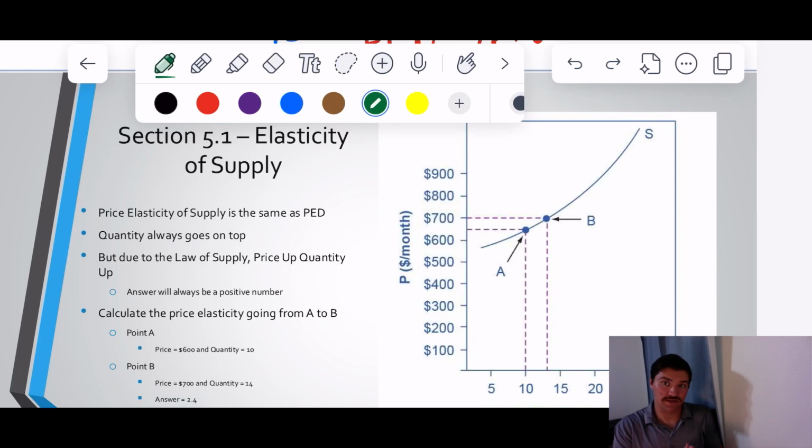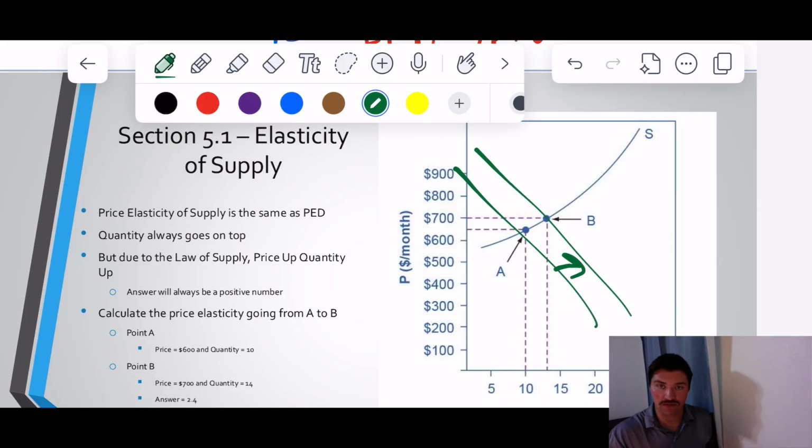Let's talk about price elasticity of supply. The cool thing about this one is that it's the same thing as price elasticity of demand, but now we're just focusing on the supply curve. So basically what happened here is we had a change in demand, right? So maybe more income, price of substitute changes, something changed demand, and then that changes price on the supply curve.